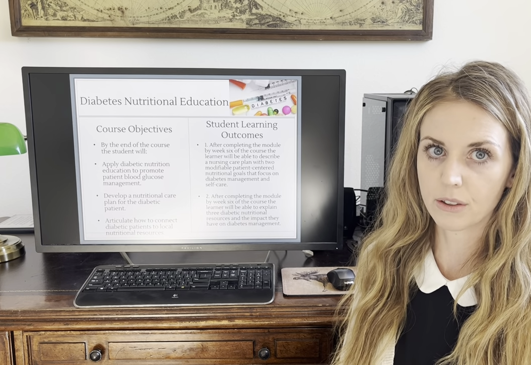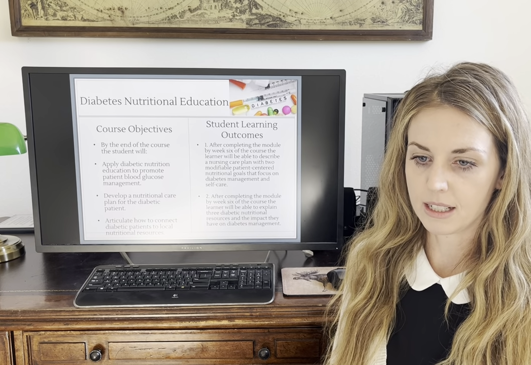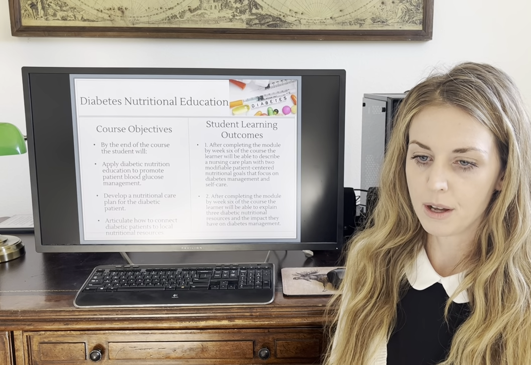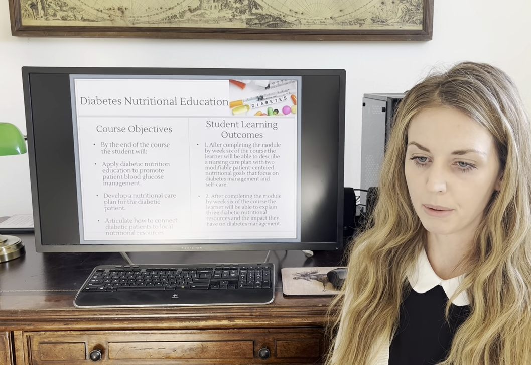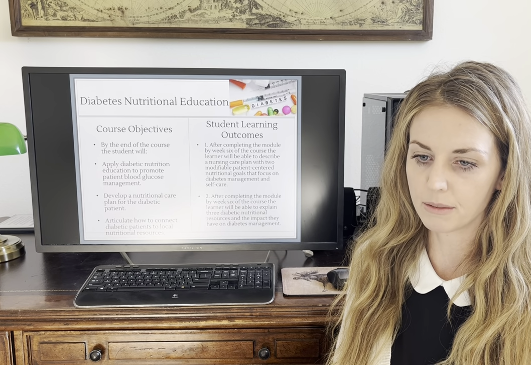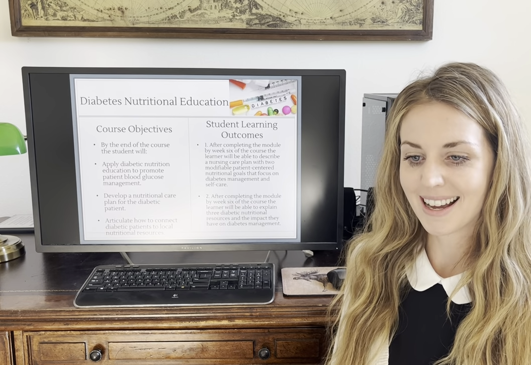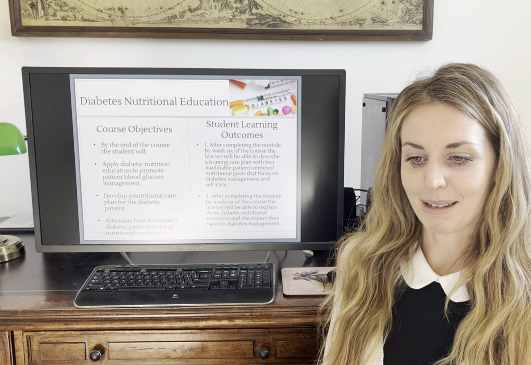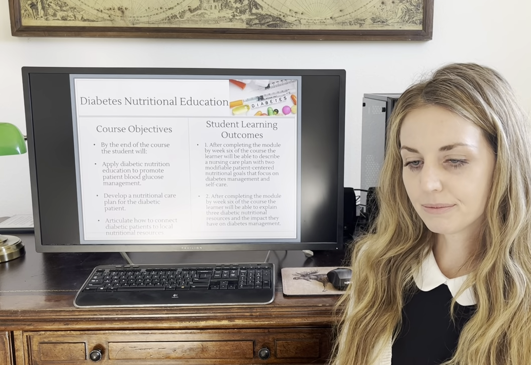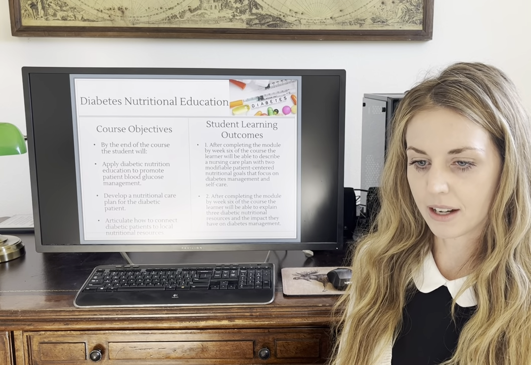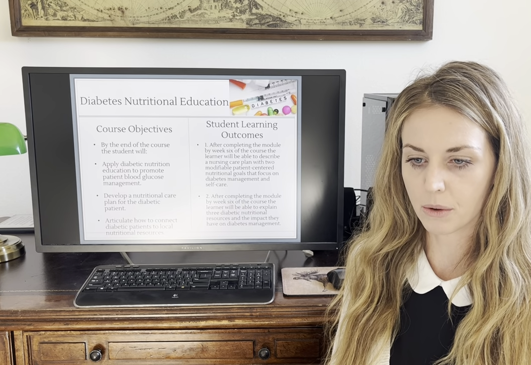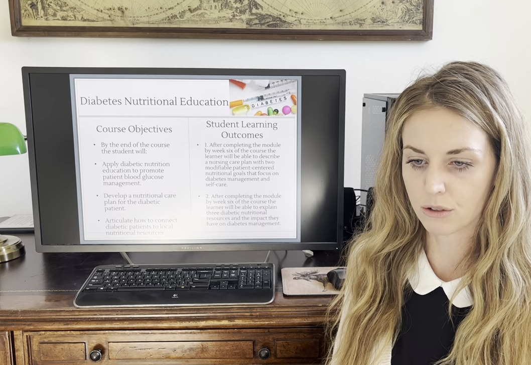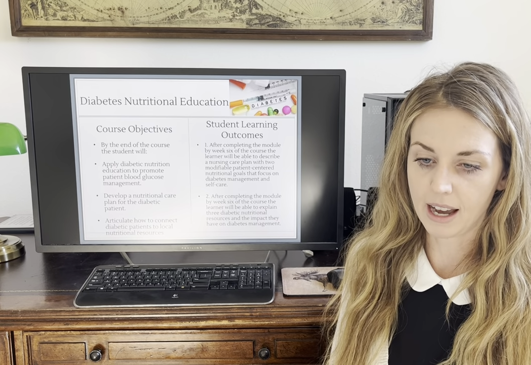And then for student learning outcomes, the first one is after completing the module by week 6 of the course, the learner will be able to describe a nursing care plan with 2 modifiable patient-centered nutritional goals that focus on diabetes management and self-care. And then the second student learning outcome is after completing the module by week 6 of the course, the learner will be able to explain 3 diabetic nutritional resources and the impact they have on diabetes management.